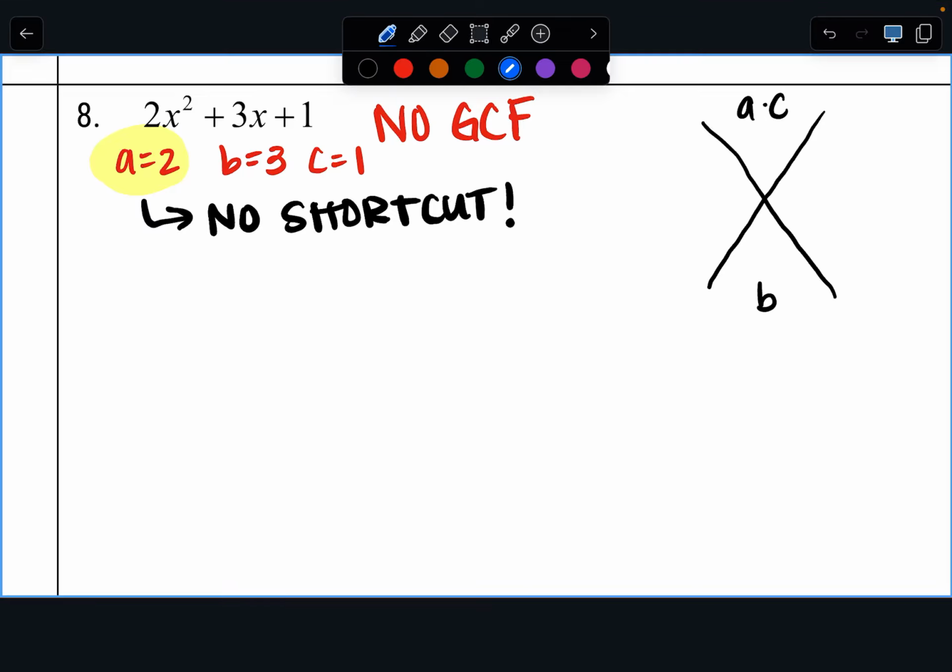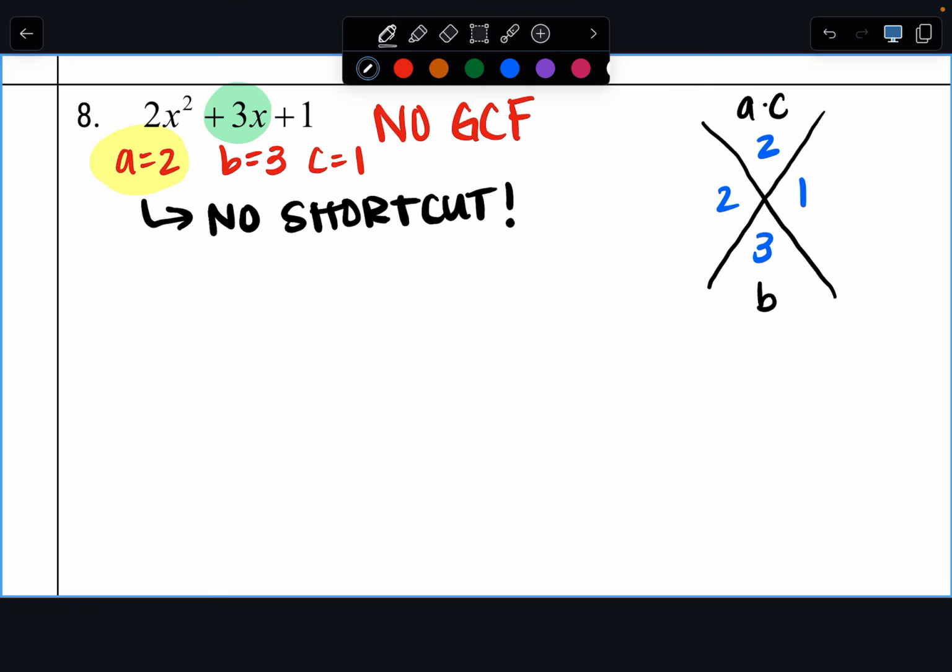C equals 1. Okay, what is A times C? 2. What is B? 3. Okay, what multiplies to be 2 and adds to be 3? 2 and 1. So we are going to split the middle term. Instead of having 3x, I'm going to write that as 2x plus 1x.